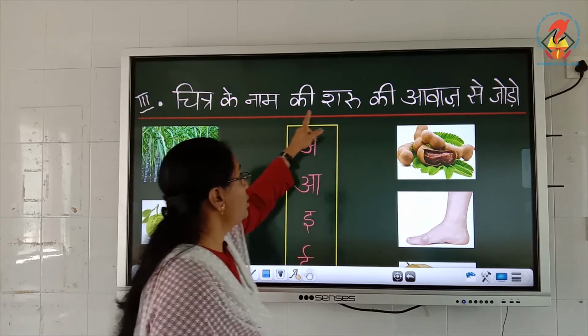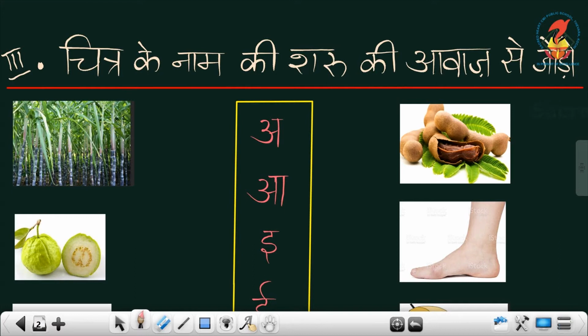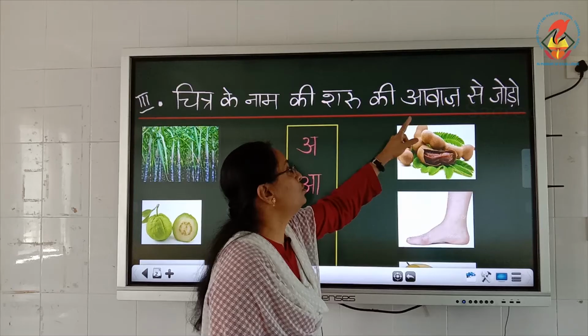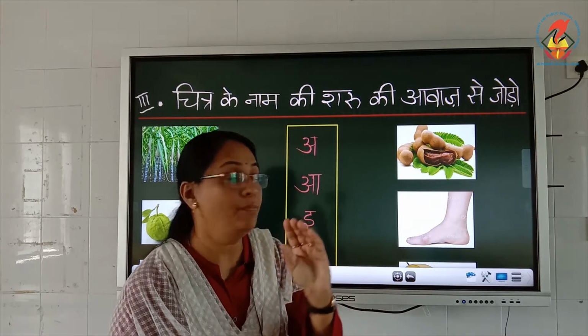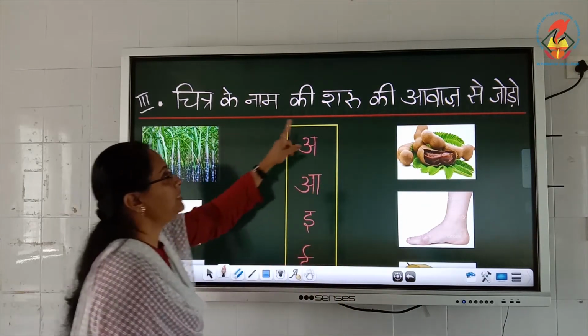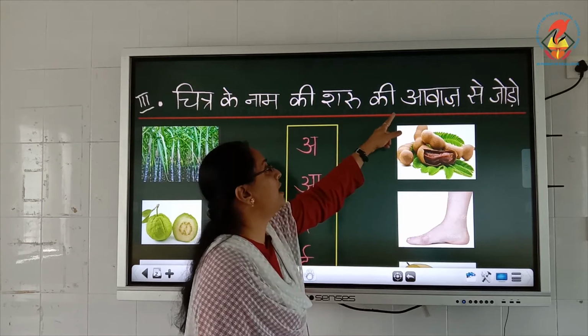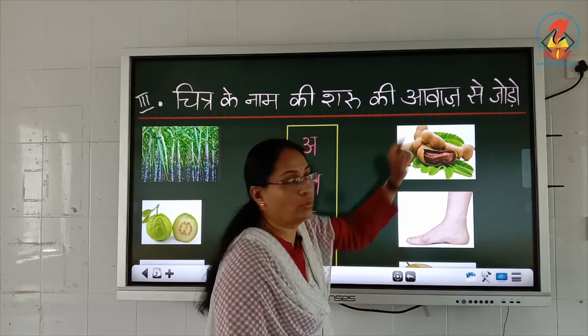So what you have to do? शुरू की आवाज से you have to take the first sound of the name of the given picture. First sound, शुरू की आवाज, first sound.